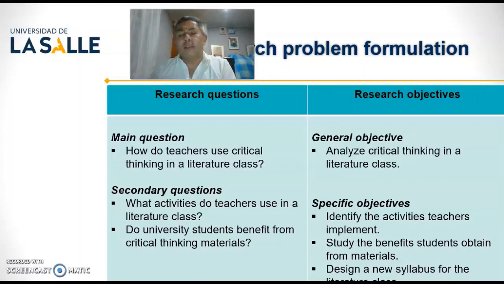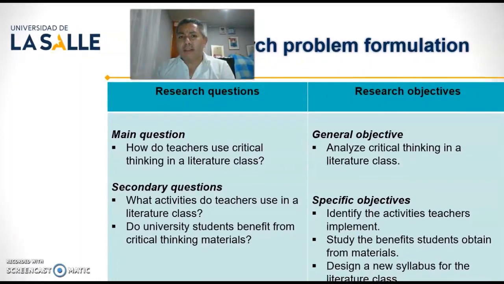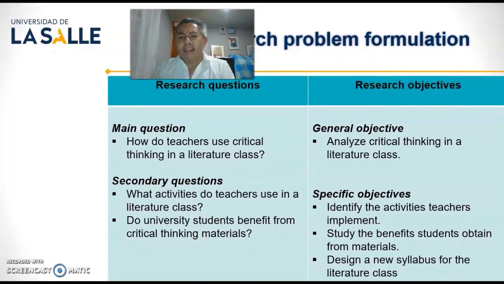In terms of research objectives, we have: analyze critical thinking in a literature class. And then we have as specific objectives: identify the activities teachers implement, study the benefits students obtain from materials, design a new syllabus for the literature class. Again, here you have some actions, some ideas that seem a little confusing and not very well connected. So these questions and objectives are not the best, and they should be improved.